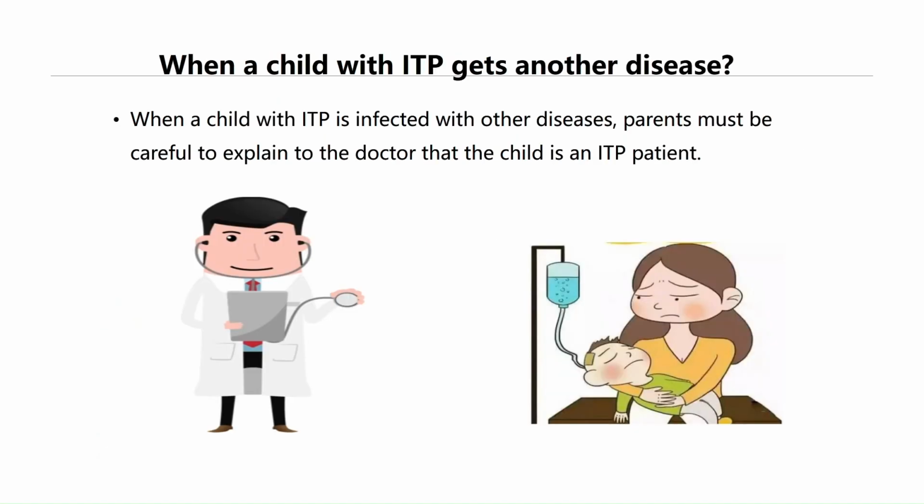What will happen when children with ITP get another disease? Well, when a child with ITP is infected with another disease, parents must be careful to explain to the doctor that the child is an ITP patient, because I once had a fever and also ITP. At that time, there were some medicines that I could not use because they would kill the platelets, which makes the ITP more serious.